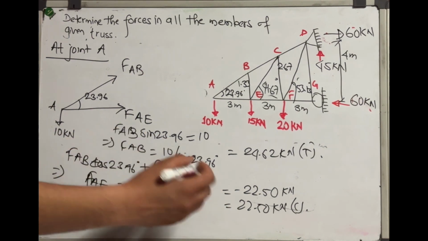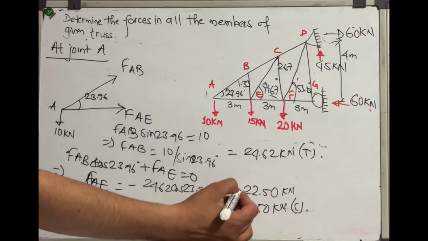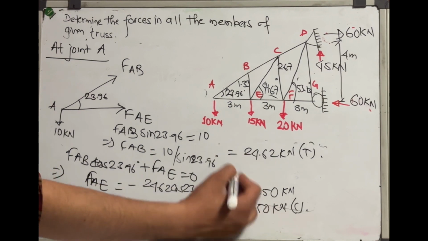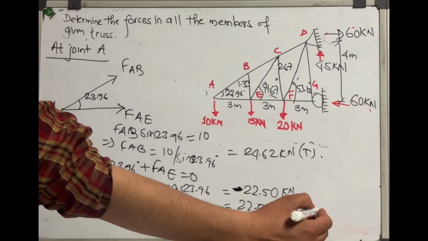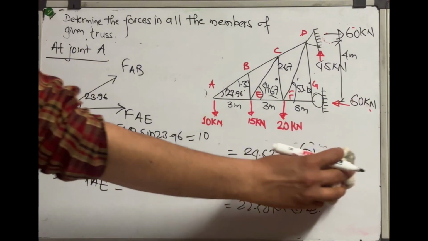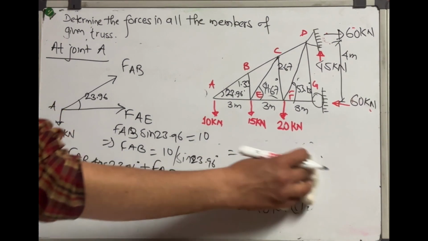You have to use this. Since you assume the direction has to be tensile, it is coming out to be compression, right? So you have to use this sign for further calculations, and you have to use the nature compression, right? You have to understand that thing. So at joint A is over, you have to use this value in further calculation, right?